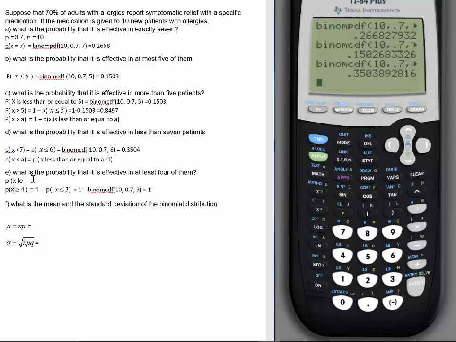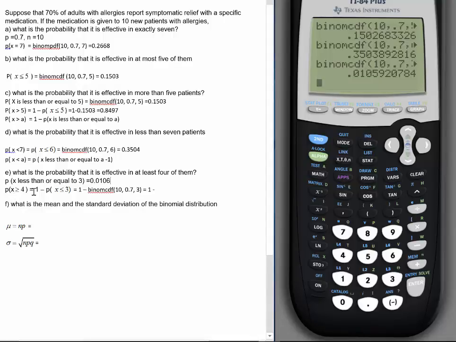X less than or equal to what? To 3. And after that I do 1 minus. So for the probability of x less than or equal to 3, I'm going to do second and enter, guys, and then scroll down to here, 3, press enter, and I got the answer, which is 0.0105, which will be 0.0106 if we do 4 digits.